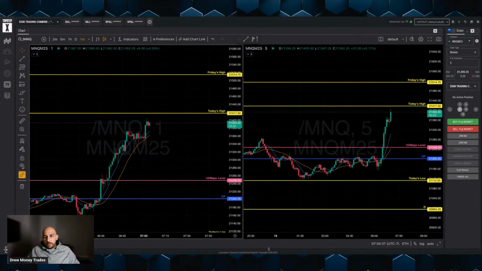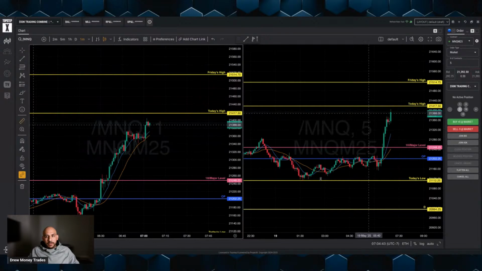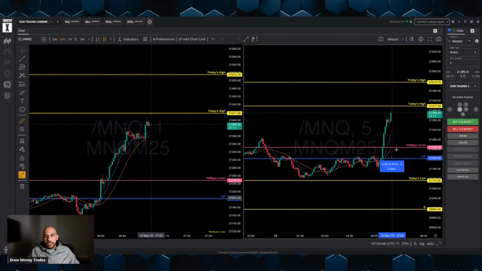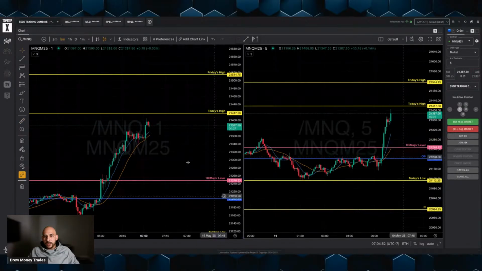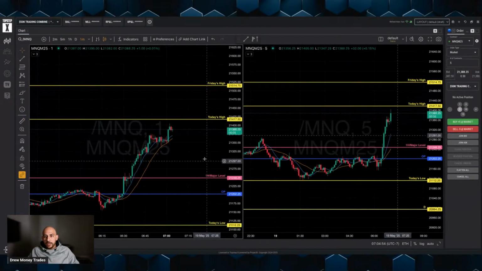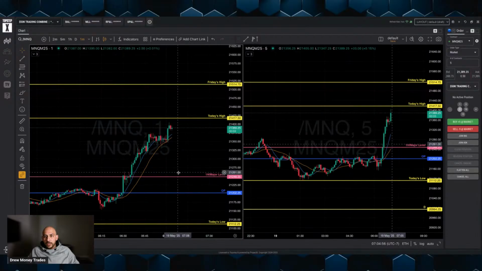It feels like the market is kind of overextended. Look at this push. How many points is that? Like 200 points up. That's a lot. Can we have some type of pullback?